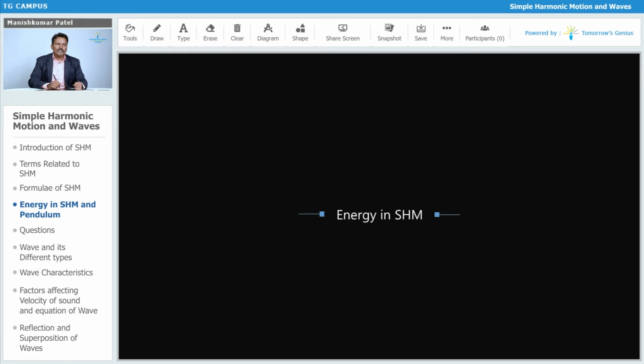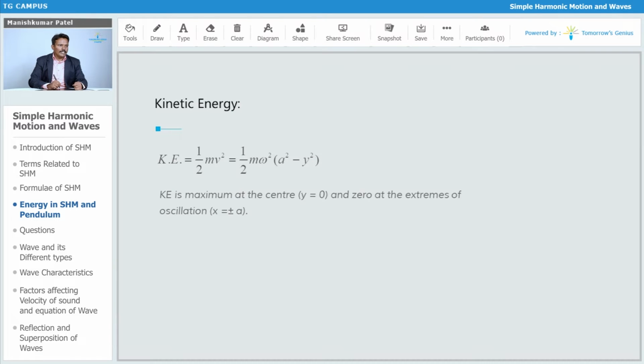So now let's see what is the energy in SHM. When the particle is performing that to and fro motion, it is associated with kinetic energy as well as potential energy. Since it is performing that to and fro motion, it is having some kinetic energy.